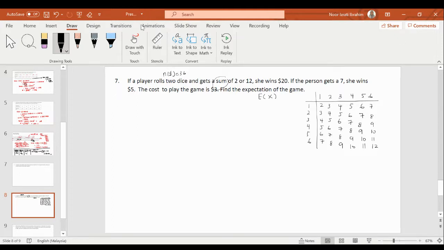Let us construct the probability distribution. First, we need to get the outcome and then the probability, and then the random variable x. So what is our interest? The sum of 2 or 12, so whether we get 2 or 12, 7, or others.